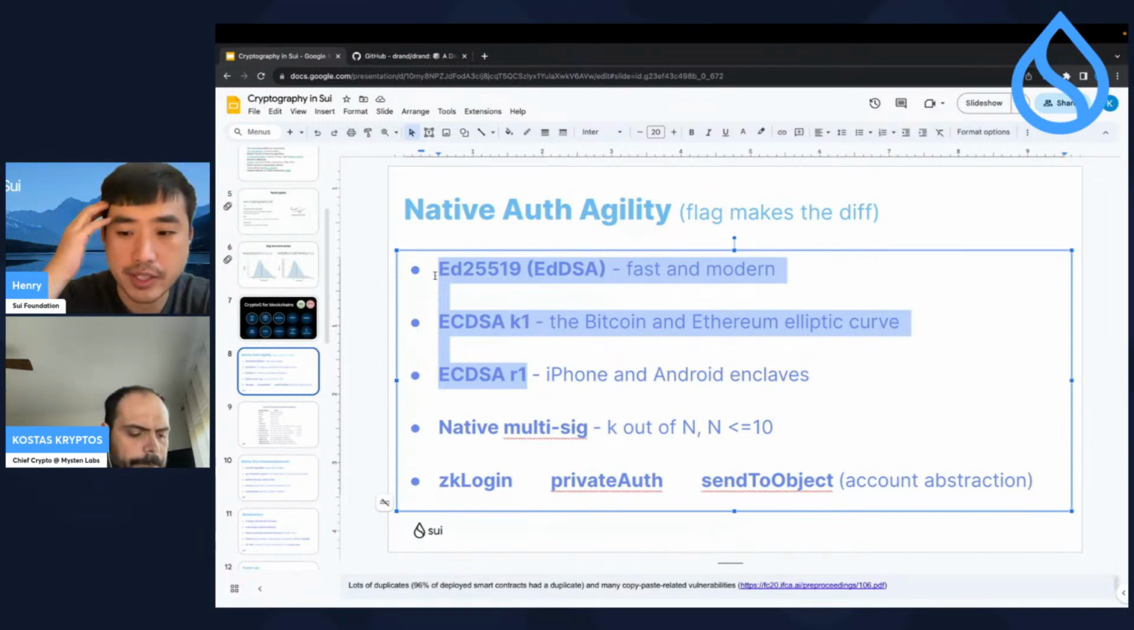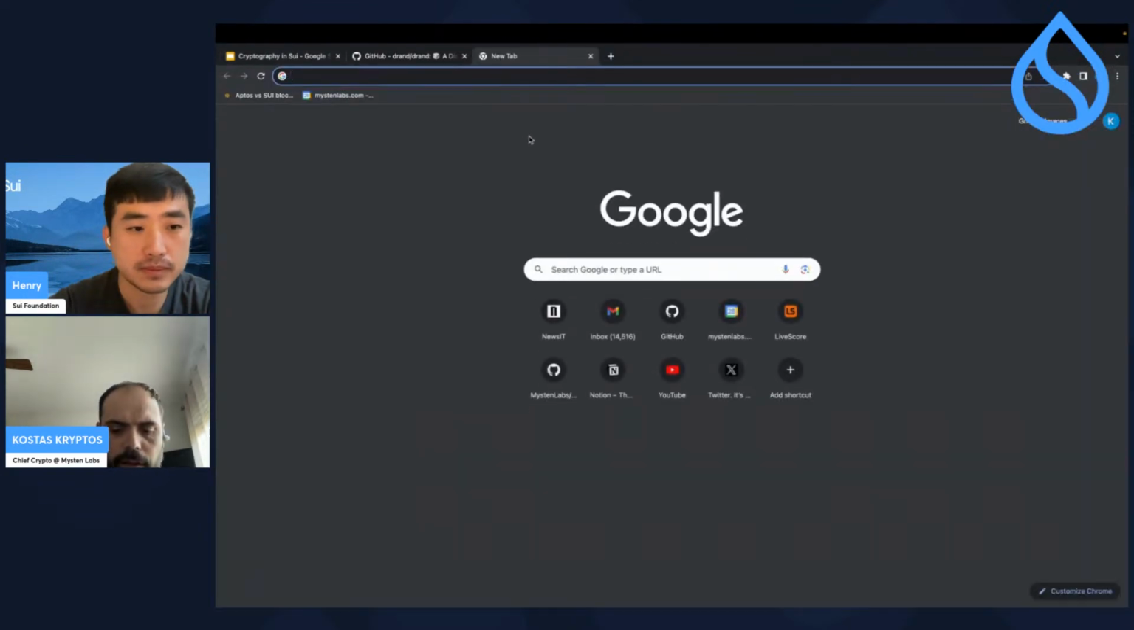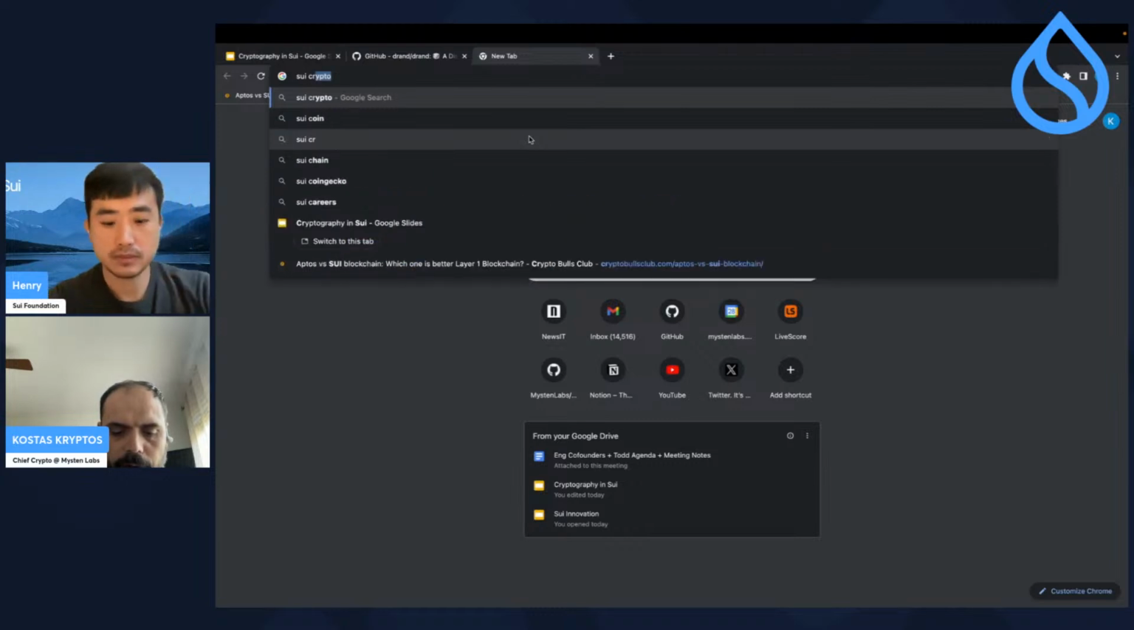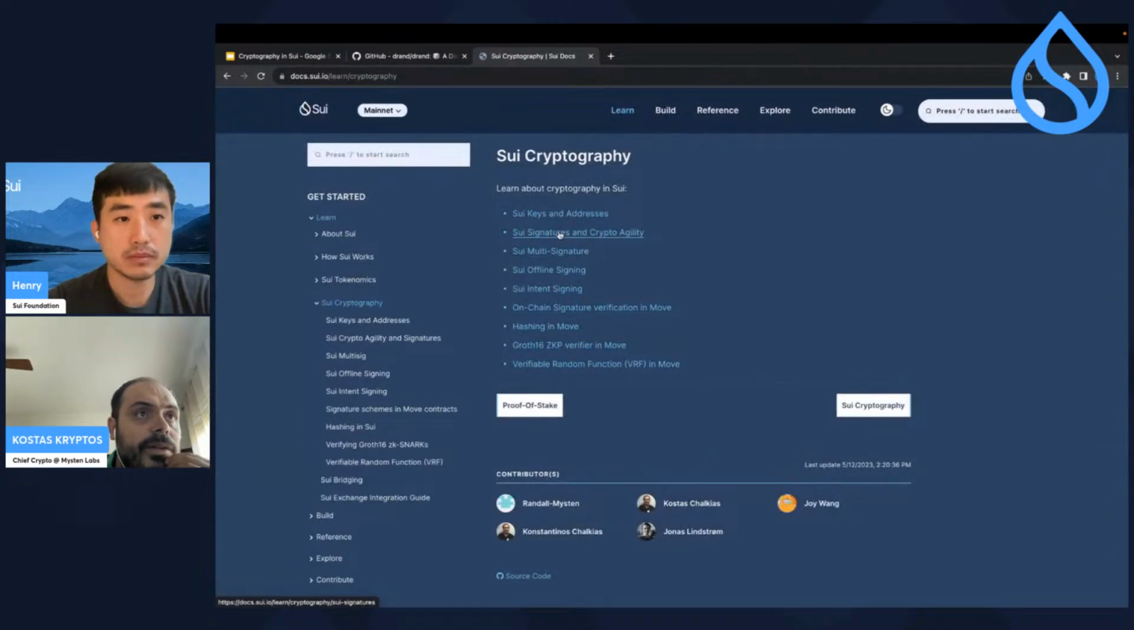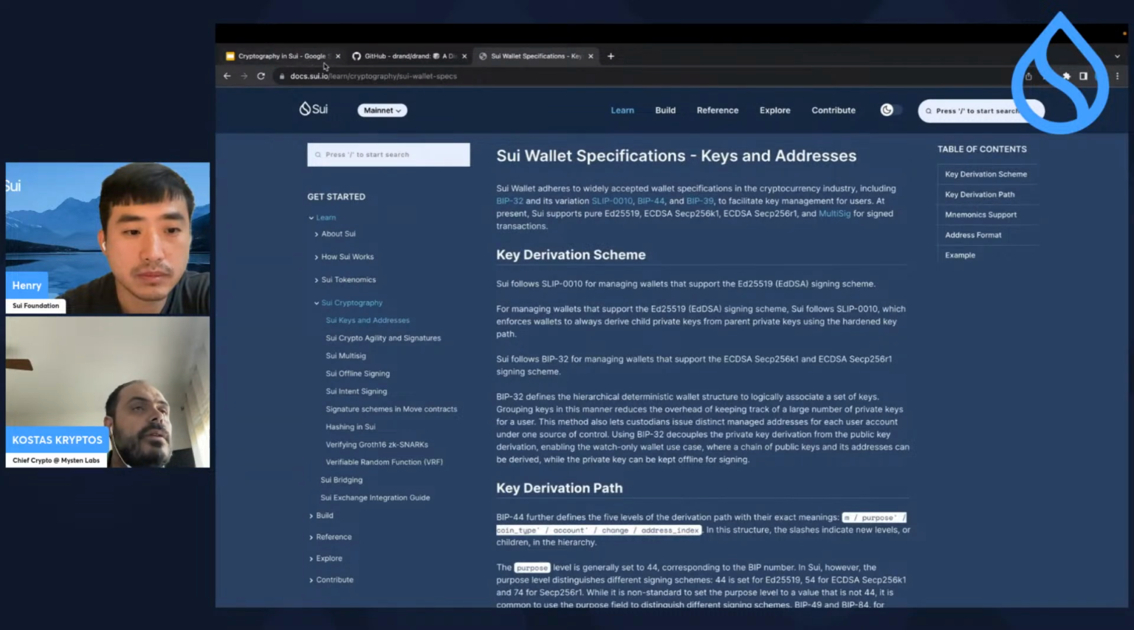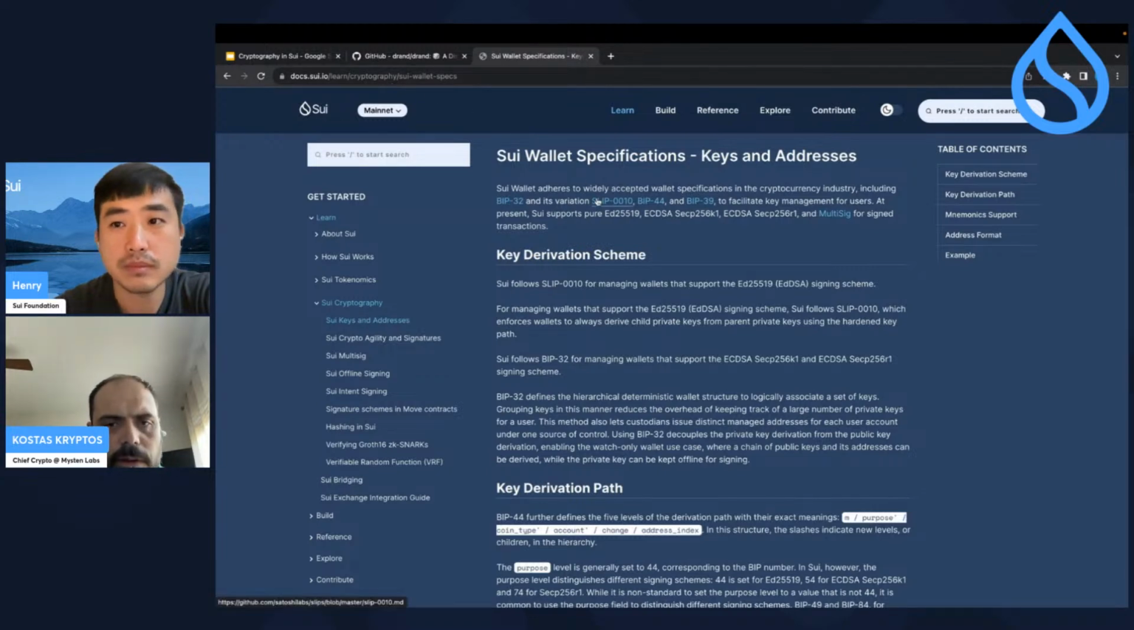Okay, so the type of wallet Irvin is asking for is a hierarchical deterministic wallet. I guess he's referring to BIP32 and BIP39. And we already have these, by the way. Let me show you very quickly. Sui cryptography. BIP39 is already supported in Sui. Give me a moment. Sui keys and addresses. If you write down, as explained before, Sui cryptography, you will see this documentation here.